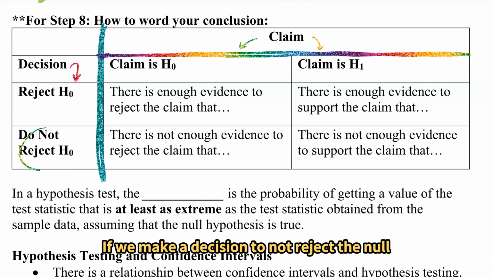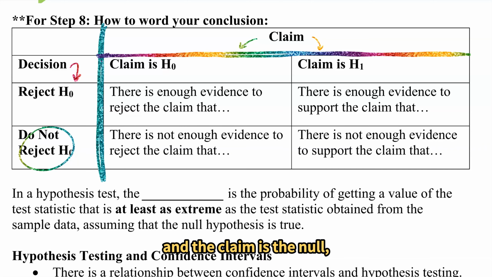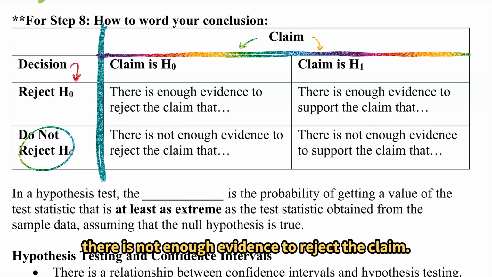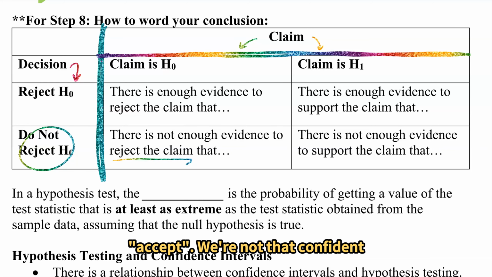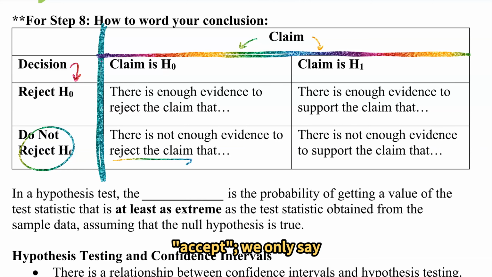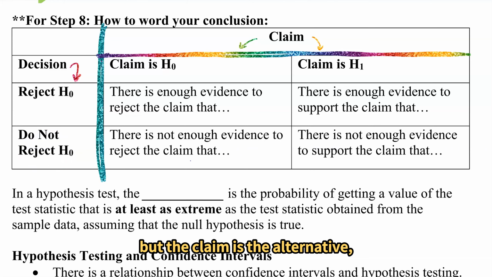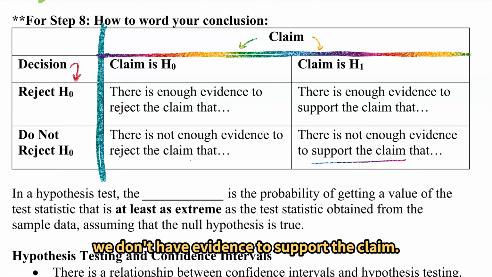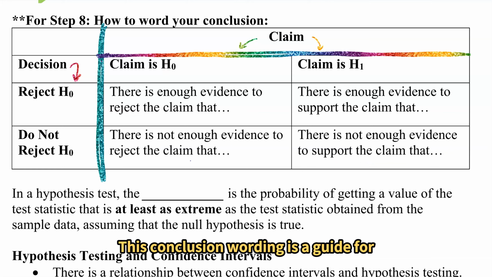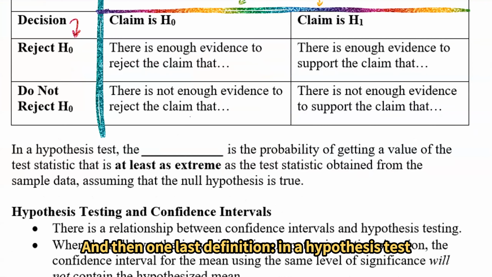If we make a decision to not reject the null and the claim is the null, there is not enough evidence to reject the claim. Remember, we never say accept. We're not that confident when we're using statistics to say accept. We only say reject or fail to reject. And if we do not reject the null, but the claim is the alternative, we don't have enough evidence to support the claim. This conclusion wording is a guide for how to write statistical conclusions. And then one last definition.